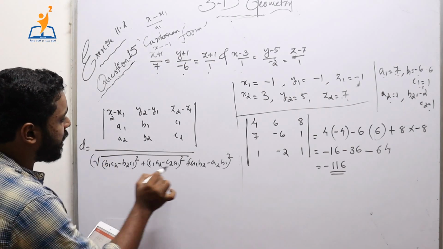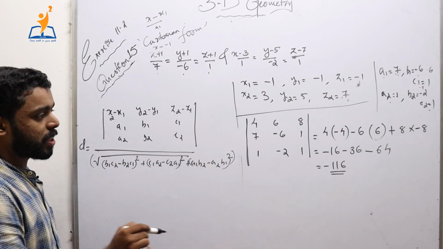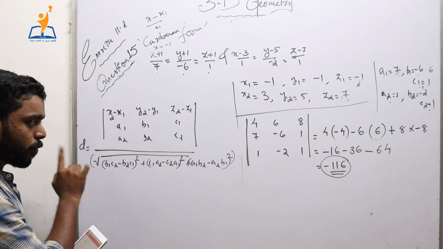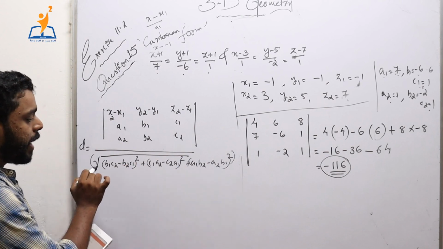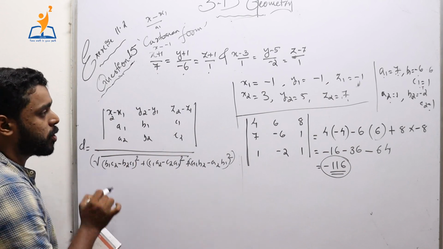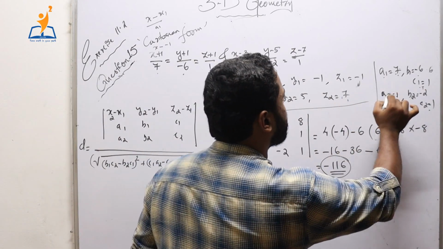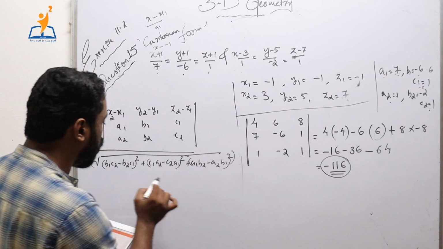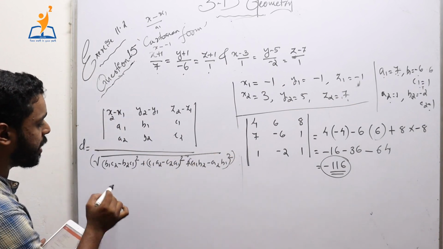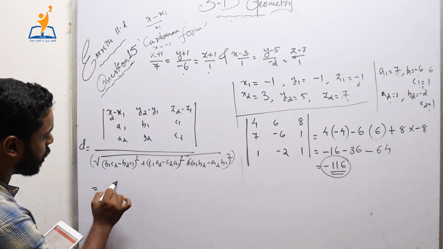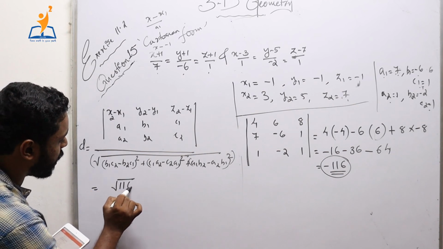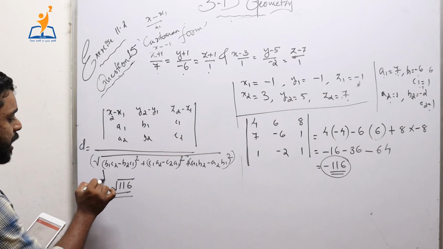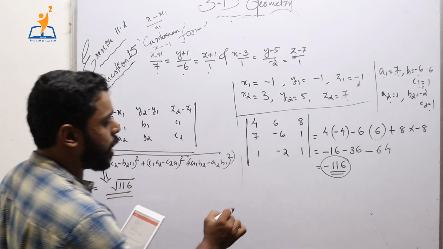So we evaluated the numerator and now our next objective is to evaluate this denominator. Here we have to find b1 c2 minus b2 c1, where all the quantities are provided here, so it is easier for us to find this. On evaluating the entire quantity, we get square root of 116. So the denominator is equal to square root of 116.